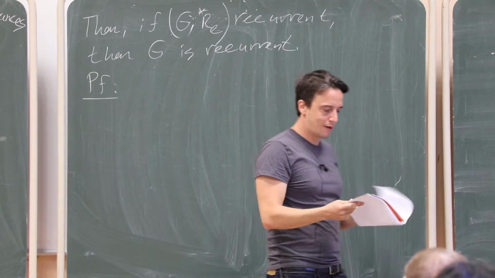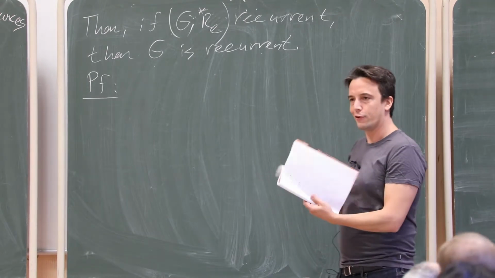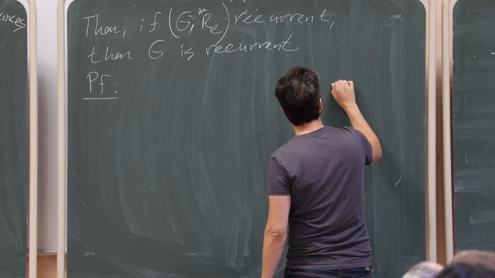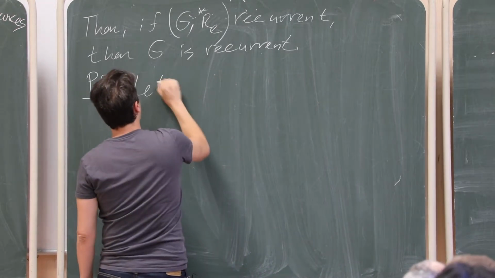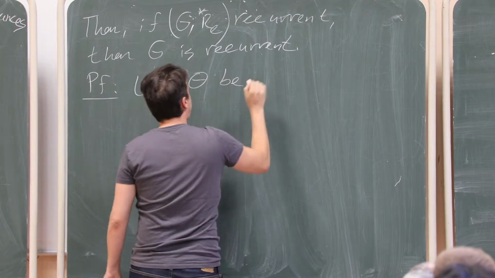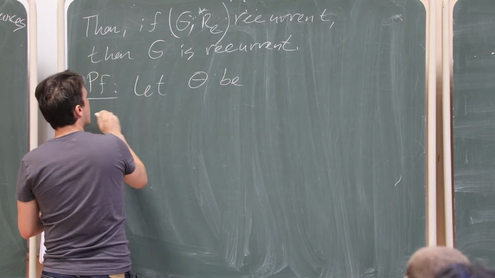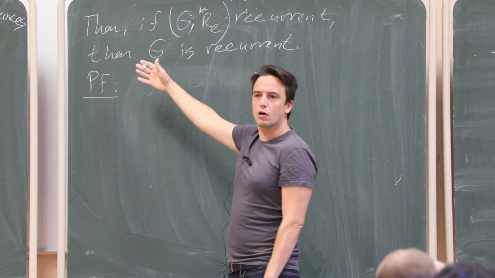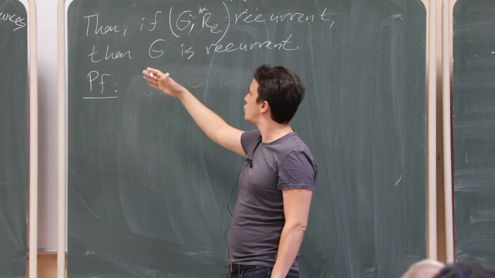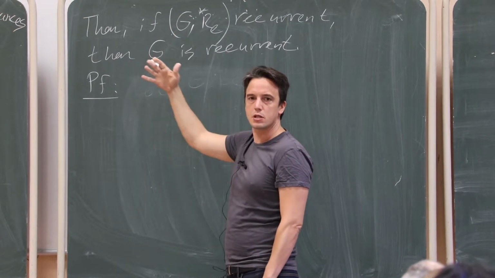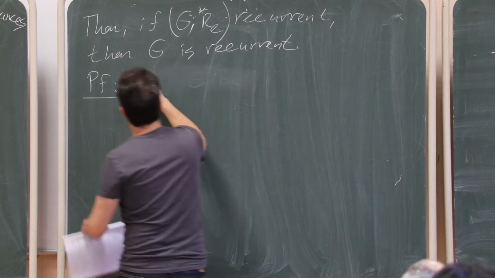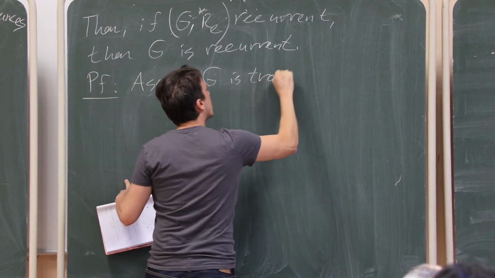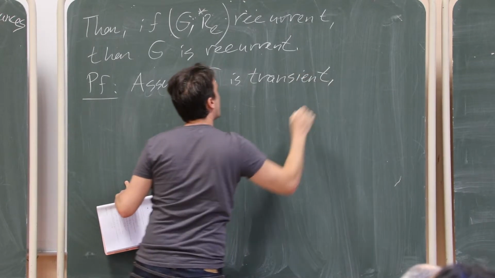The proof is kind of drawn on page 61. So let's assume by contradiction. No, let's prove the converse. So let's assume that G is transient and prove that G star with these weights is transient. So assume G is transient.